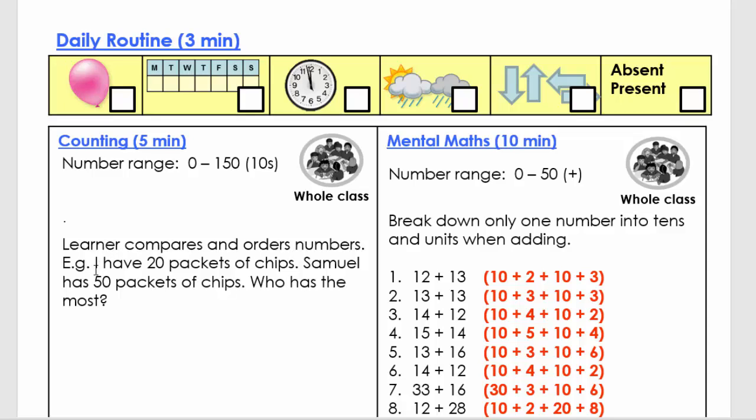So what we're going to do is we're going to ask questions like, I have 20 packets of chips. Samuel has 50 packets of chips. Who has the most? So what we do is by comparing these numbers. So we can also ask how much more, and they're going to count then 30, 40, 50. So they know that Samuel has 30 packets of chips more. I want you to pause and then ask similar questions like this to the child or the learner.